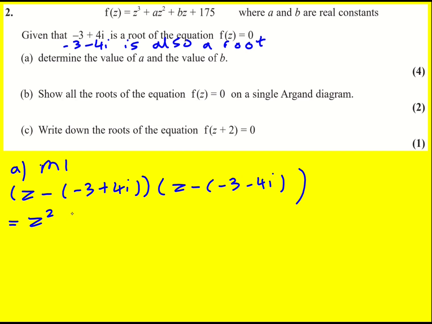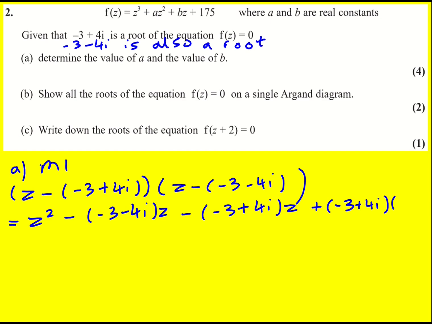We get z squared minus (minus 3 minus 4i)z minus (minus 3 plus 4i)z, then plus (minus 3 plus 4i) times (minus 3 minus 4i). Actually, the i's will cancel because they're opposite signs and everything else is the same. We'll get z squared plus 6z. And then for the product of the complex conjugates, you just end up doing 9 plus 16, because the i's cancel. When you do 4i times minus 4i, you get minus 16i squared. So we get plus 25.